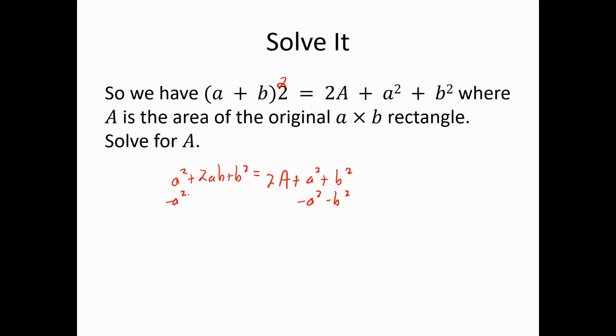Derivations, as I said, are awfully strongly algebraic in flavor, so let's do the algebra. So after I subtract an a squared and a b squared, I get 2ab is equal to twice the area of the rectangle. And then I suspect you've seen what I'm about to do, divide both sides by 2. And then I get the area of the rectangle is a times b.